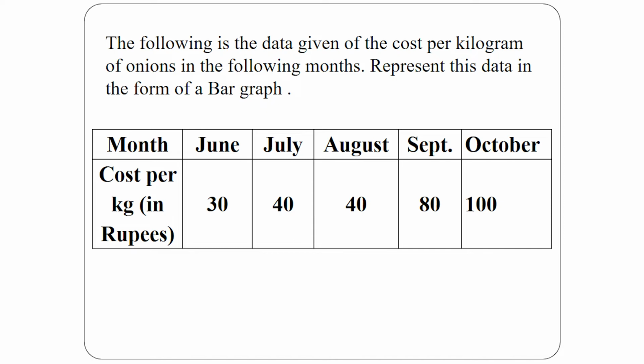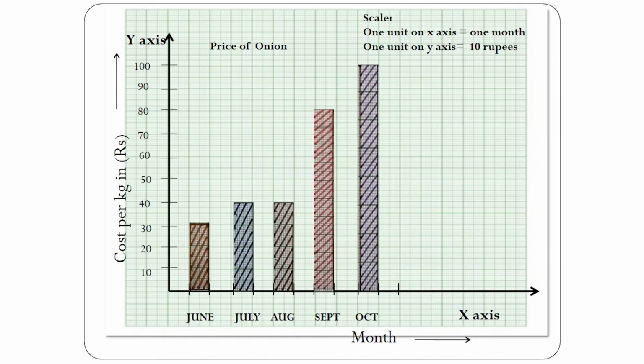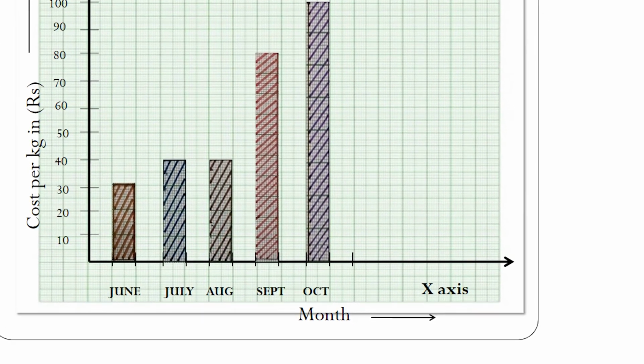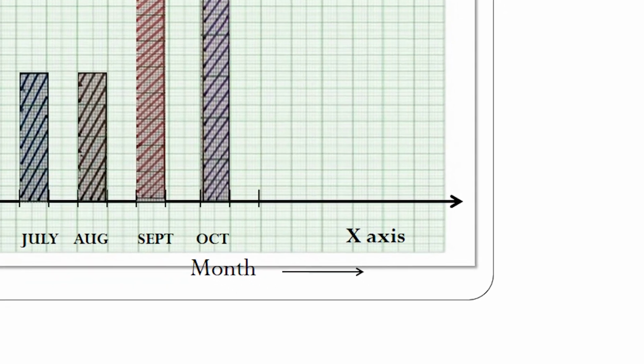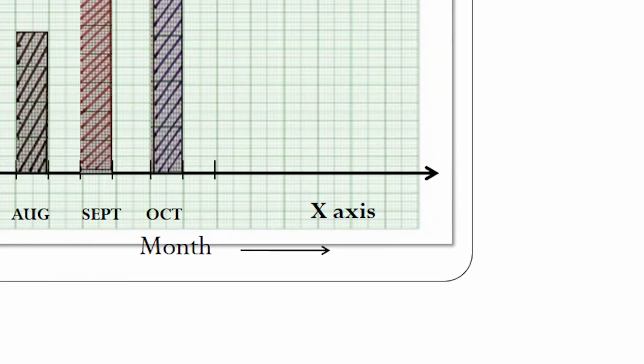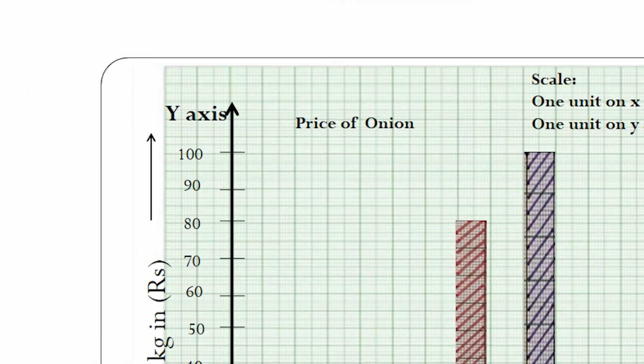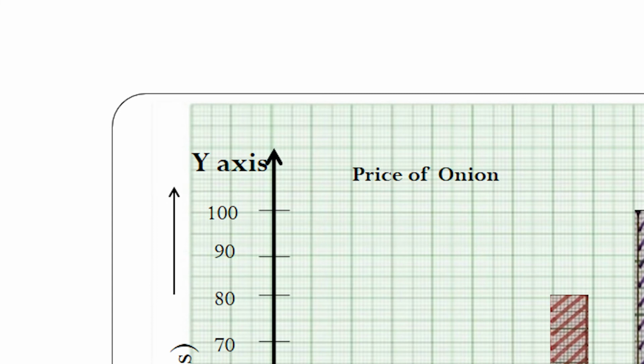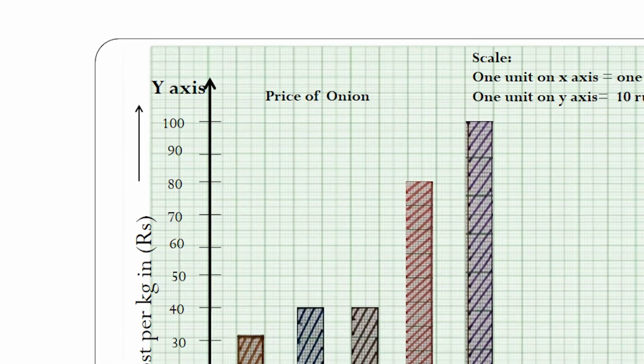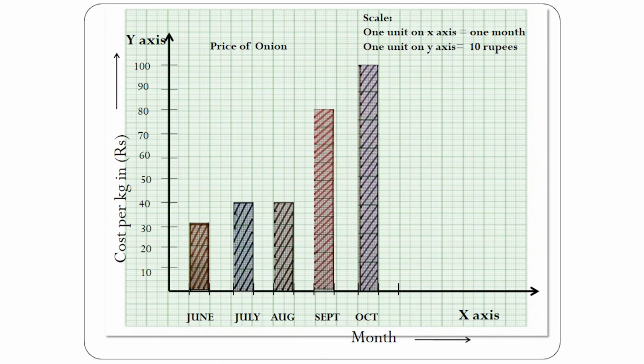Students, in order to draw a bar graph, we need to use a graph paper. This is a graph paper. To represent data in the form of a bar graph, we need to follow a few easy steps. Step 1. Draw the horizontal line, which is called the x-axis, and a vertical line, which is called the y-axis, perpendicular to each other in this manner.